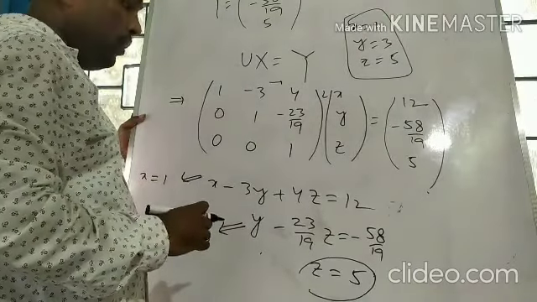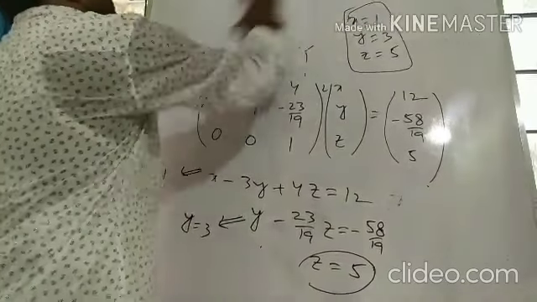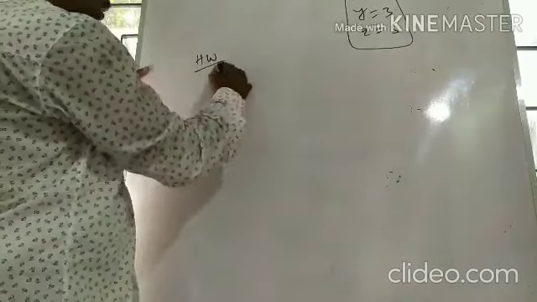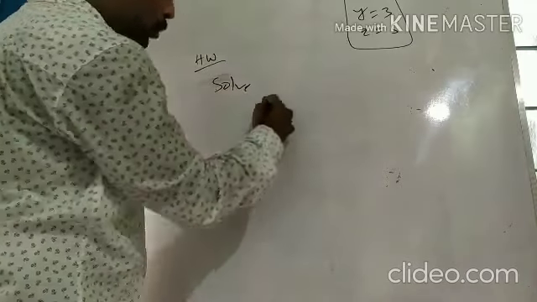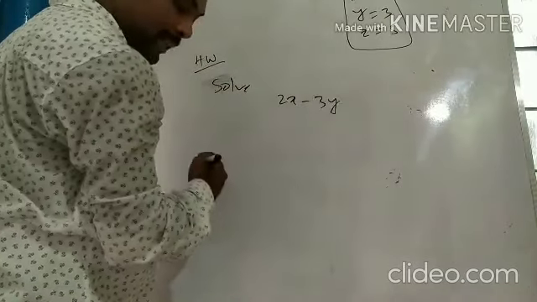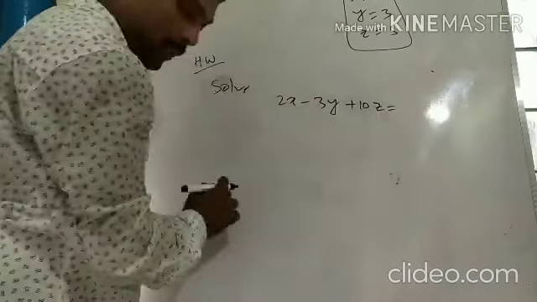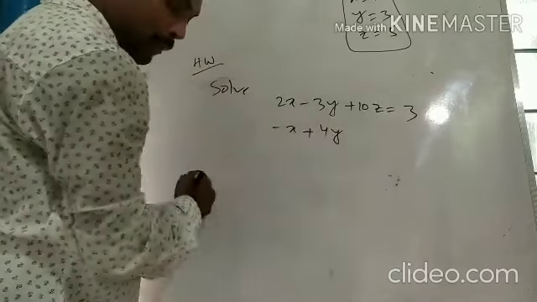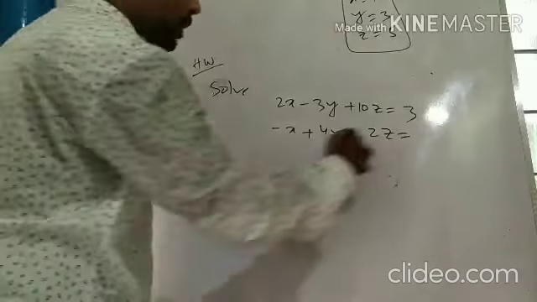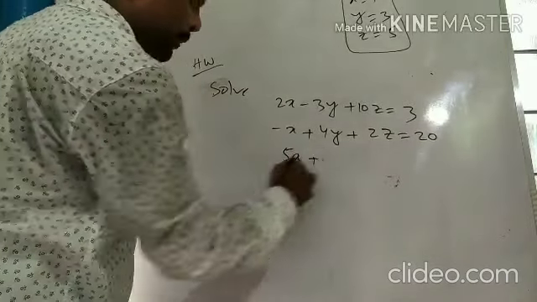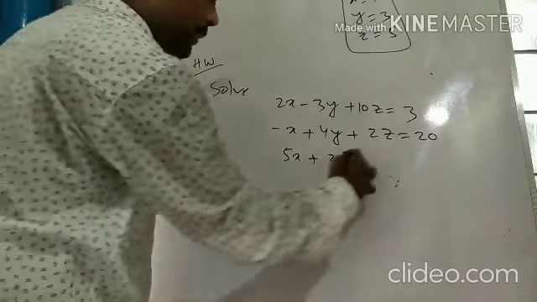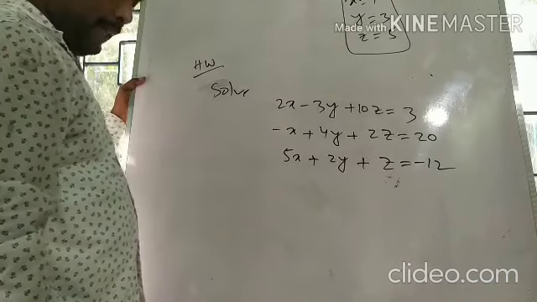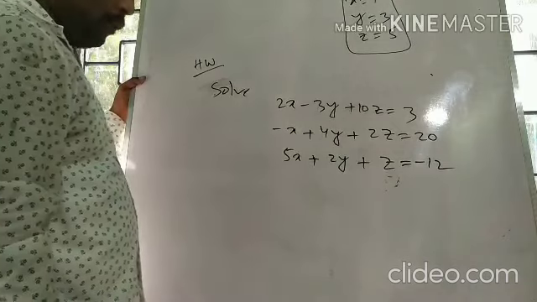Okay, so we can stop now. Now take one homework problem. Solve 2x minus 3y plus 10z equals 3, minus x plus 4y plus 2z equals 20, 5x plus 2y plus z equals minus 12.